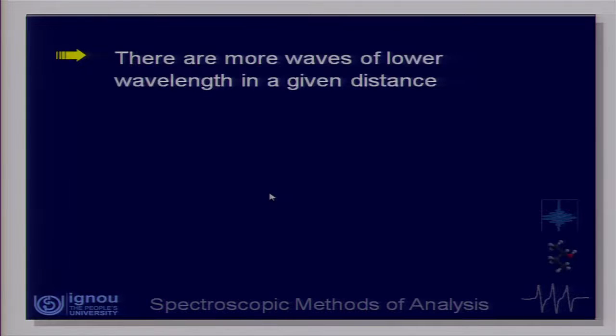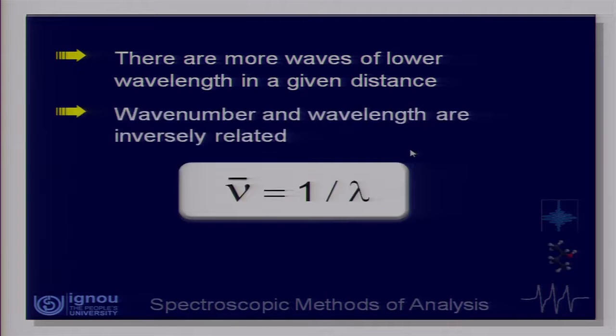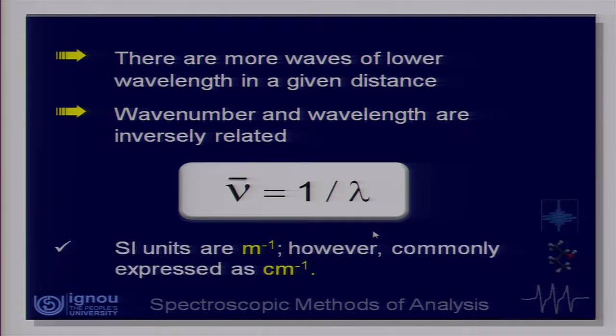That there are more waves of lower wavelength in a given distance, and that translates into the wave number and wavelength being inversely related. We depict the wave number with this symbol: the frequency symbol with a bar on it, equal to 1 by lambda. Since lambda is the wavelength, which has units of meter, the SI unit for wave number would be meter inverse. However, commonly we use terms like centimeter inverse rather than meter inverse.